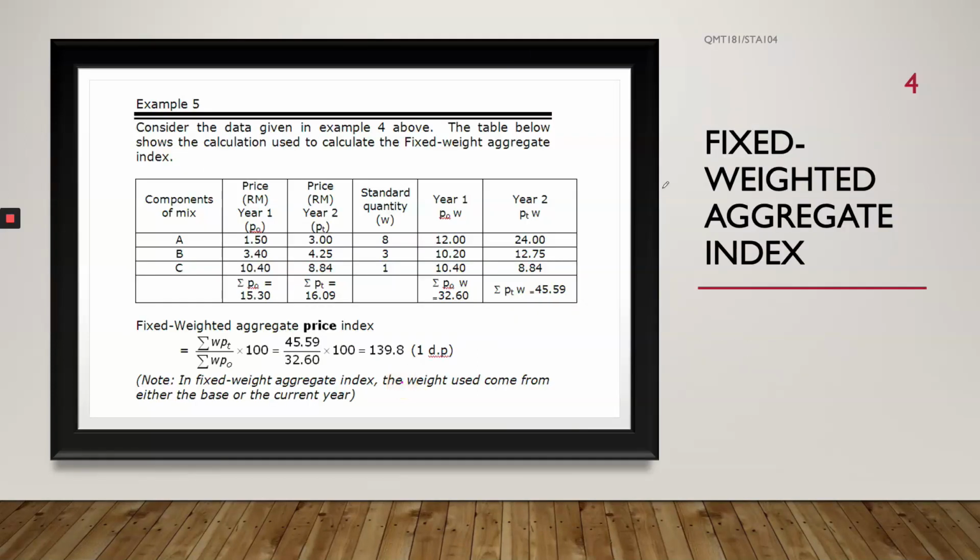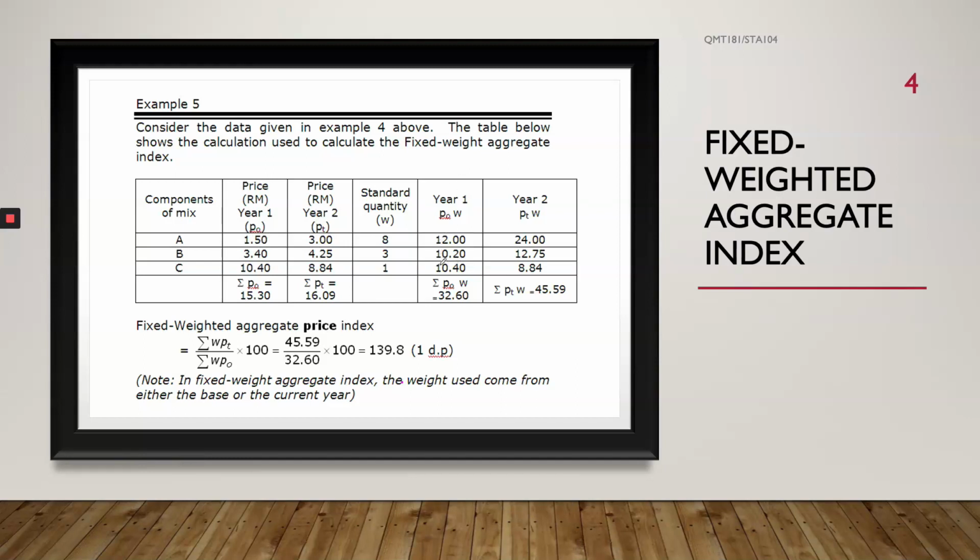As for the fixed aggregate index, the formula is here: summation of weightage times price at the current year divided by summation of weightage times price at the base year, times 100. To obtain this information, I create two columns. This column will be weightage times price at the base year, and the next one is weightage times price at the current year. How do you get 12 here? It will be weightage 8 times RM1.5, that's why you will get 12.